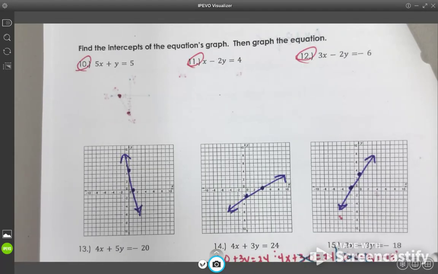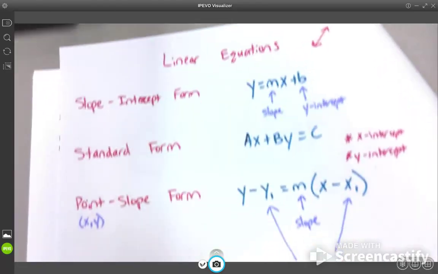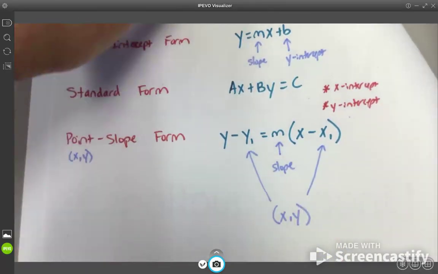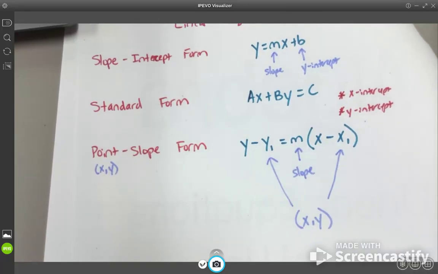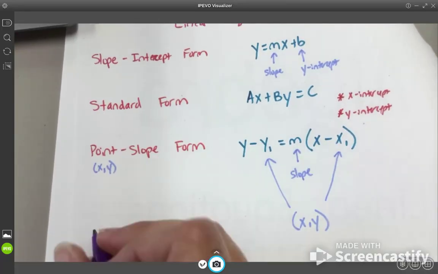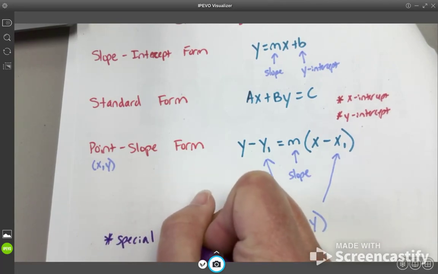You don't have to show work. The graph is your answer and your work. All right, one other little thing that I wanted to add to our list of different types of linear equations. You guys have 2 special case ones.